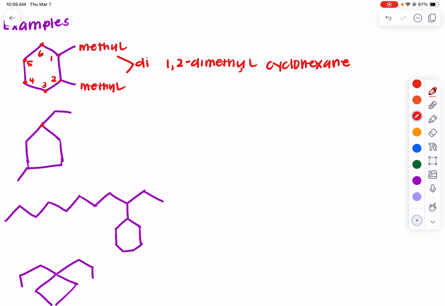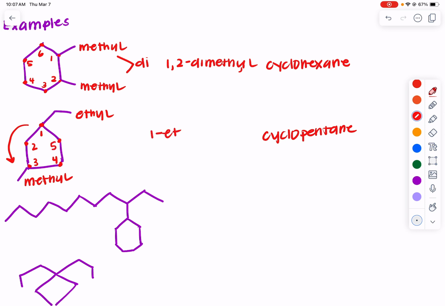Okay, this is 1, 2, 3, 4, 5. So we have cyclopentane. We have an ethyl group up here, a methyl group down here. Our ethyl comes first alphabetically, so we're going to go with 1 here. Our substituent's going to come sooner if we go this way. So our name is 1 ethyl, 3 methyl cyclopentane.